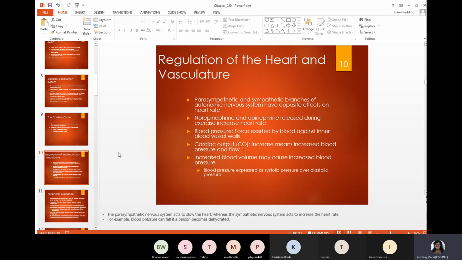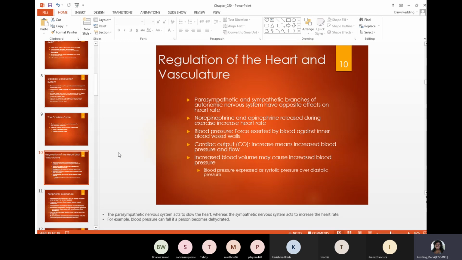And so with blood pressure, those are the force exerted by blood against the inner blood vessel walls. And then you have a terminology called cardiac output, and an increase means increased blood pressure and flow.